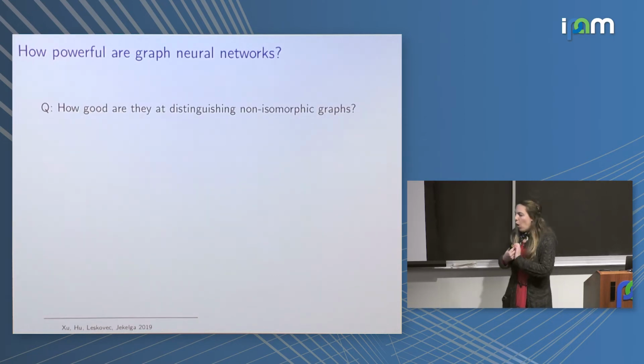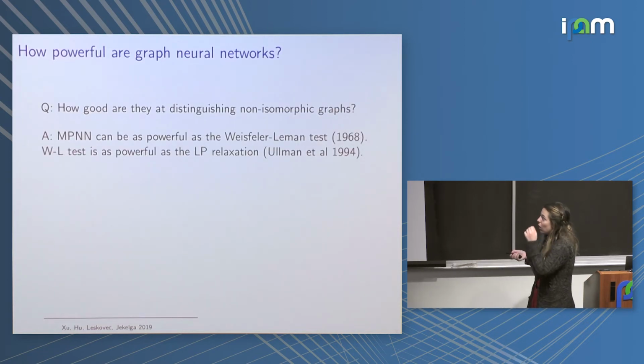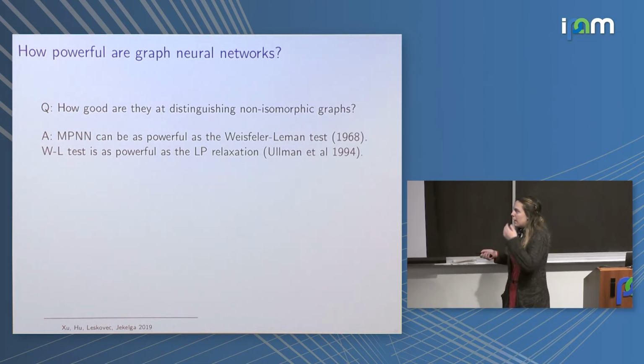In particular, they think of the family of possible graph neural networks of this form, parameterized by the parameters of the neural network. And they ask, does there exist a neural network in this class that can distinguish these two non-isomorphic graphs? If the answer is yes, then you win, and if the answer is no, then you lose. And they show that this message passing neural network can be as powerful as the Weisfeiler-Lehman test for testing graph isomorphism, which is a very simple test that I will tell you about.